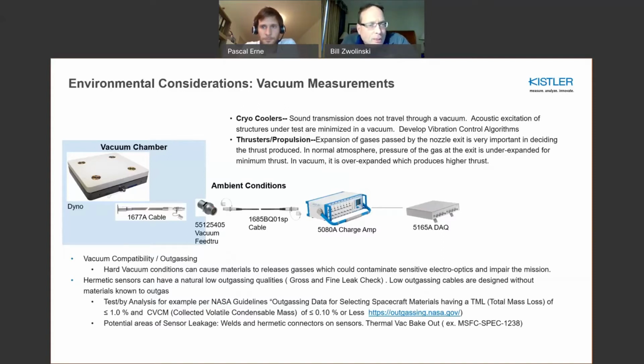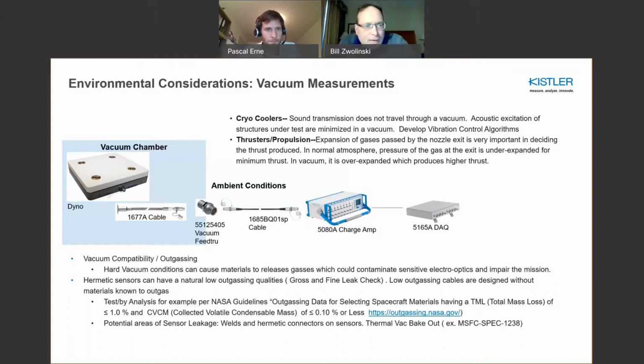With thrusters and propulsion test stands, the expansion of the gases would be overexpanded in a vacuum and would give you a higher thrust. So when you're testing thrust in, say, a room environment, it's a much lower thrust than what you would see in a vacuum environment for some of these designs.